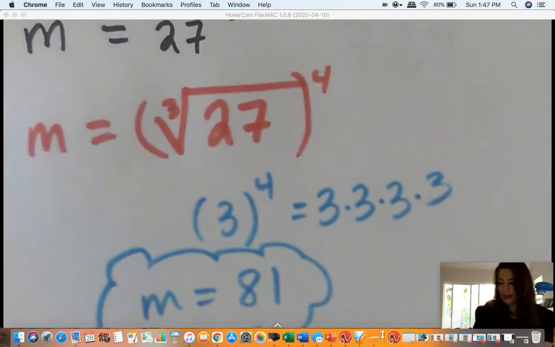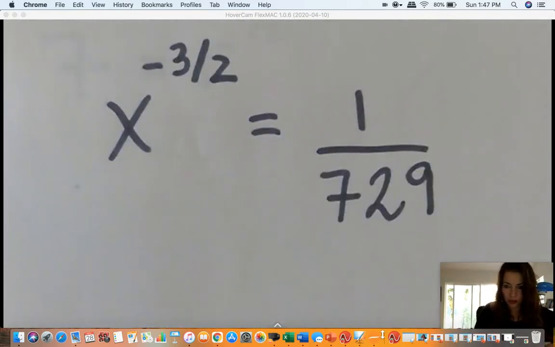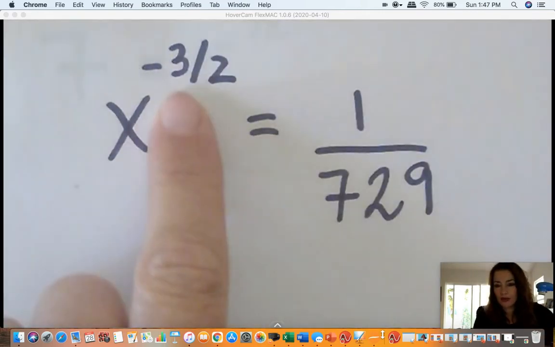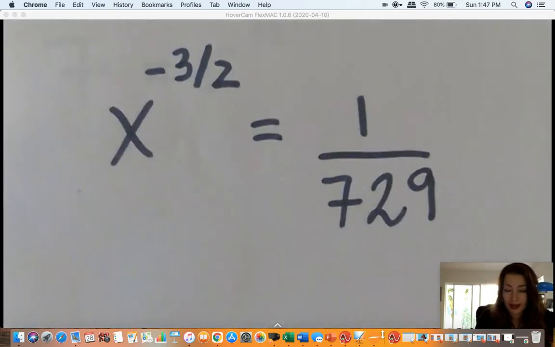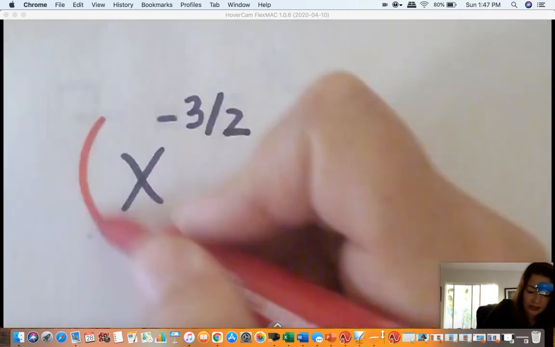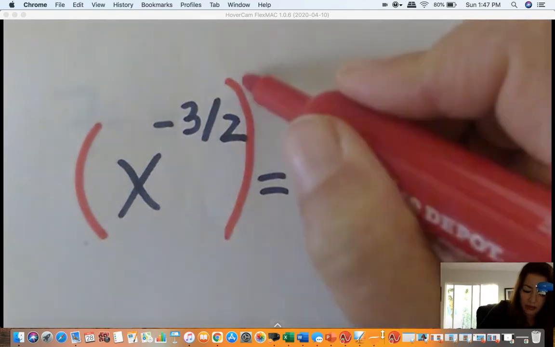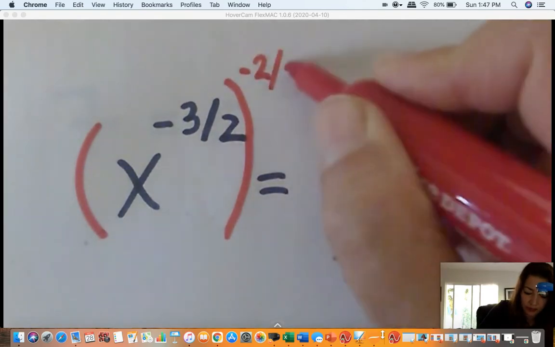All right, looking at the next example, example 3. This one is a little trickier because we have a negative exponent, but we're going to do the same thing as we were doing before. We want to take our exponent and cancel it out by multiplying it by its reciprocal. So if I'm going to raise this, and I want it to be positive 1, I'm going to raise this to the negative 2/3.